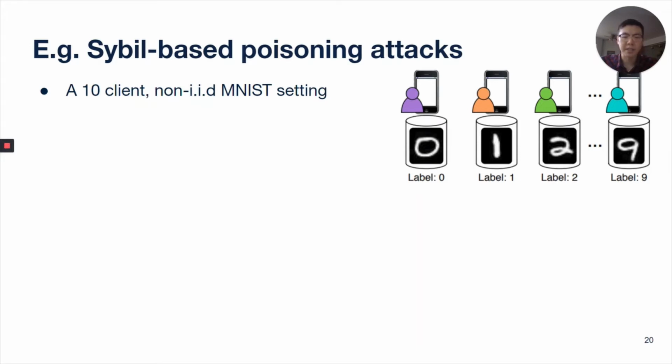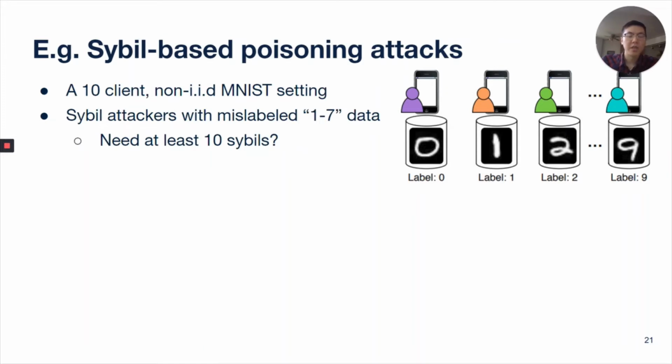MNIST is the digit recognition task well known in machine learning that just aims to identify what digit from 0 to 9 an image is showing. In this setting, we are non-IID, so this means that each client holds only one digit of the original MNIST dataset, and thus there are 10 clients, one for each label. Let's assume that an attacker joins the system and wants to poison this model. For example, they may want to have all ones misclassified as 7s by the eventual trained model.